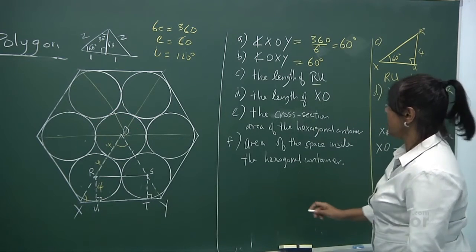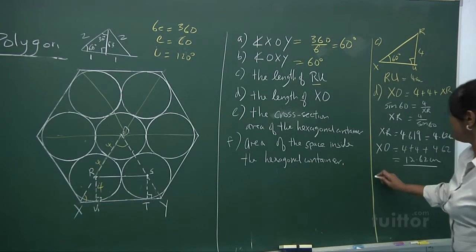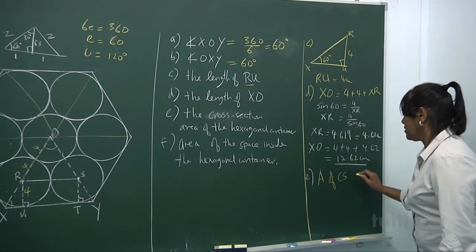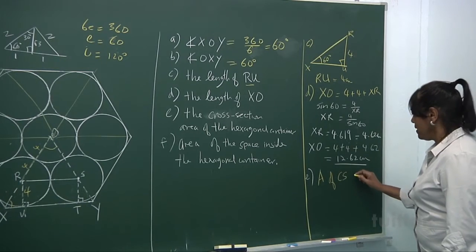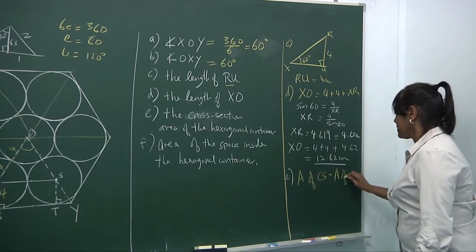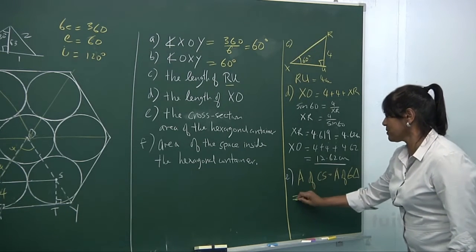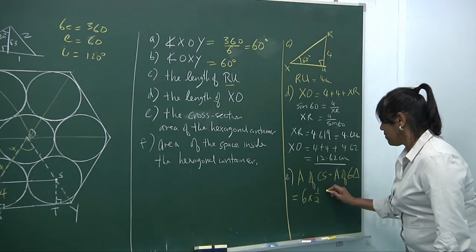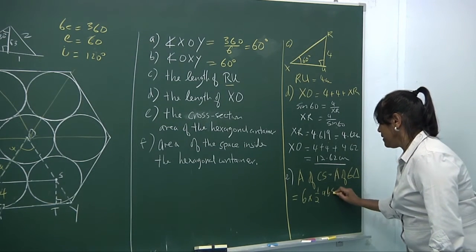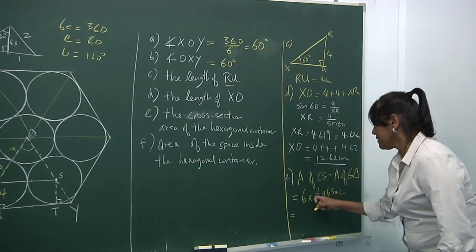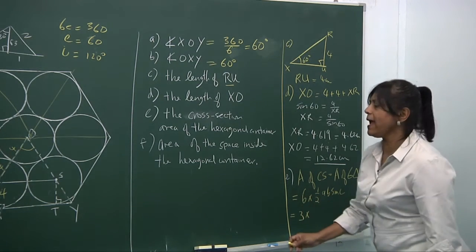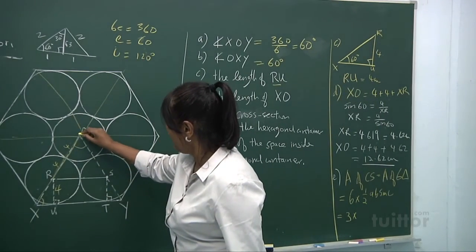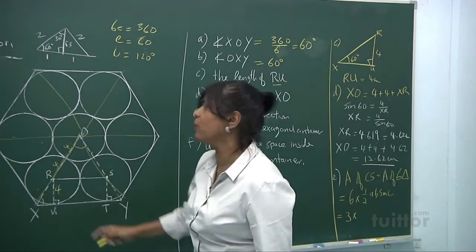So the cross-sectional area of the hexagonal container will be made up of the area of 6 triangles. That is 6 times half AB sine C, and you use this formula. You can cancel the 2 and get 3. Your A and B are going to be lengths, XO and XOY, which are both equal in length.